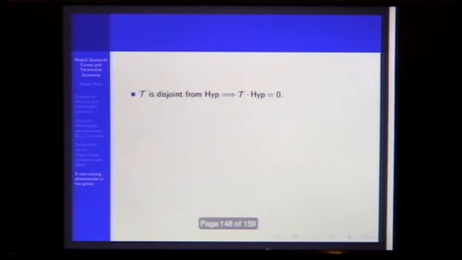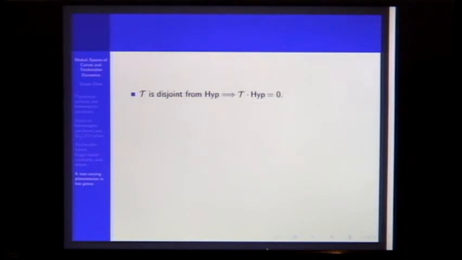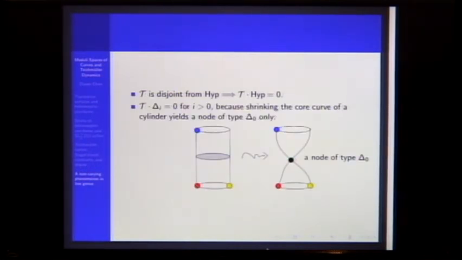And moreover, let's go back. Here, also the boundary coefficients are not the same. If they were the same, we would be in good shape because then we could read off the slope given by the ratio of lambda and delta. But they are not the same. But luckily, you can show that Teichmüller curves, in general, never meet any higher boundary divisor.